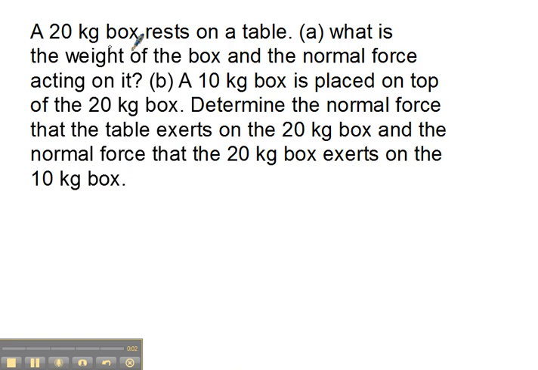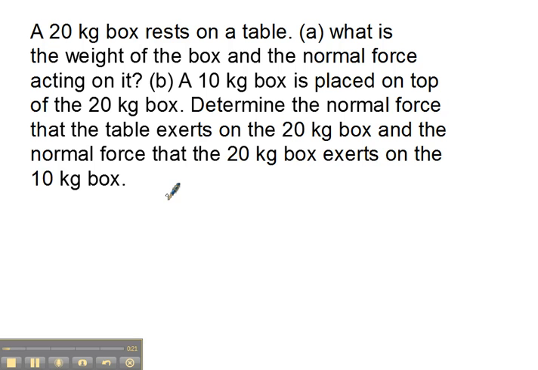A 20 kilogram box rests on a table. What is the weight of the box and the normal force acting on it? Now, a 10 kilogram box is placed on top of the 20 kilogram box. Determine the normal force that the table exerts on the 20 kilogram box and the normal force that the 20 kilogram box exerts on the 10 kilogram box.